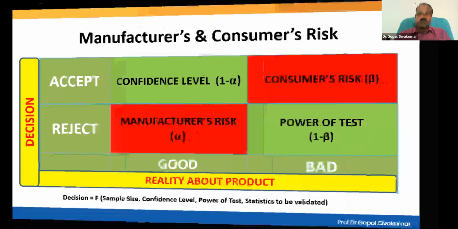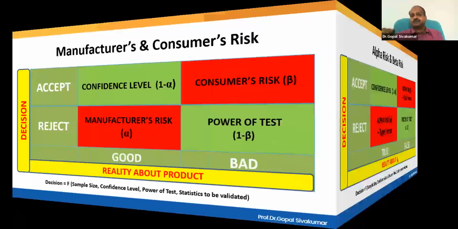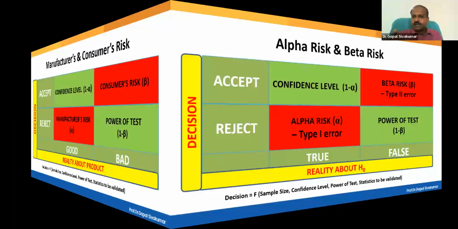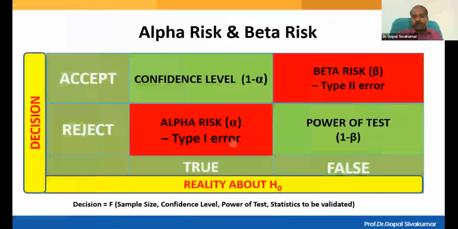So now let us match the same thing to hypothesis testing. What is our job now? We are validating the statement. And the main statement is null hypothesis. So the reality about the null hypothesis, if our null hypothesis is true, and you have done an experiment and you have rejected the null. Now this is called type 1 error in hypothesis testing.